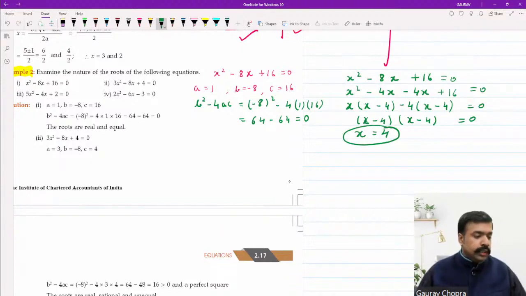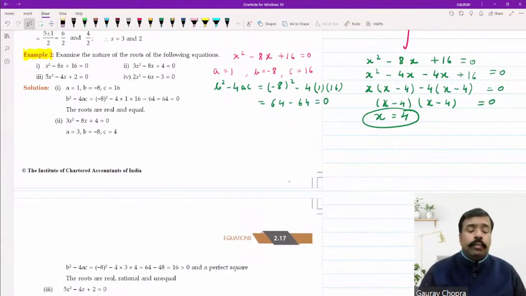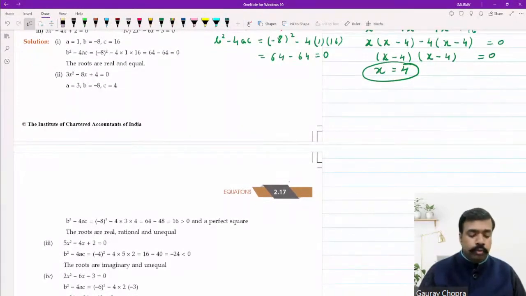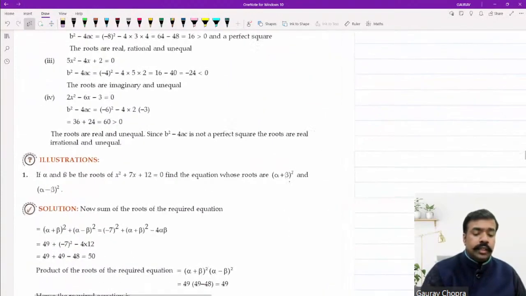Okay. So everyone is getting this? Great. Now similarly, we can solve point number 2nd, 3rd, and 4th. Let me take one more example out of this and then we will move forward. We can take 3rd one. So we are taking the 3rd equation here.